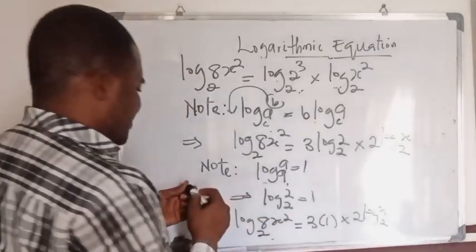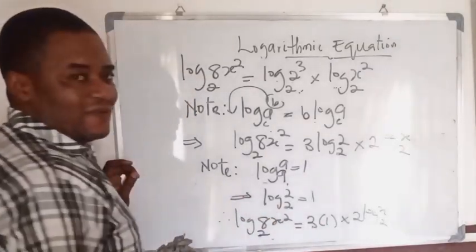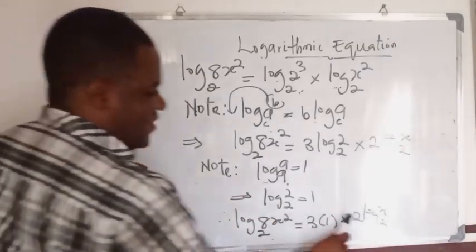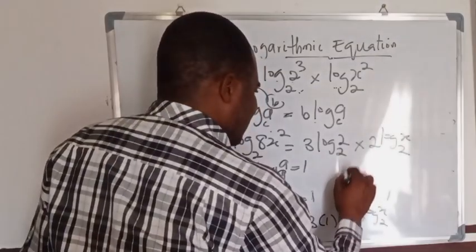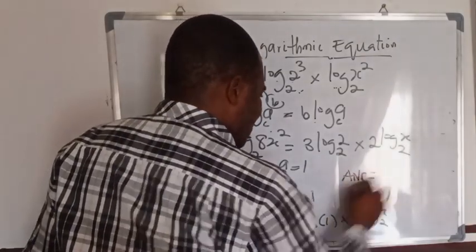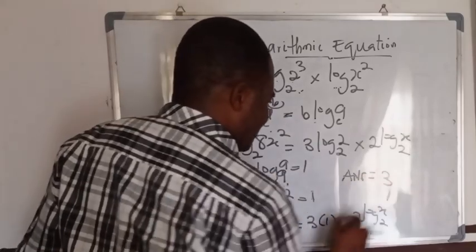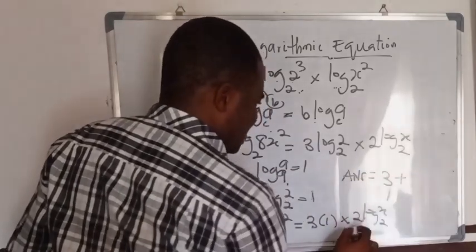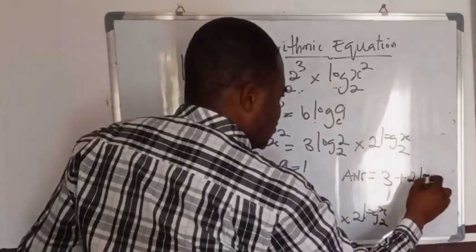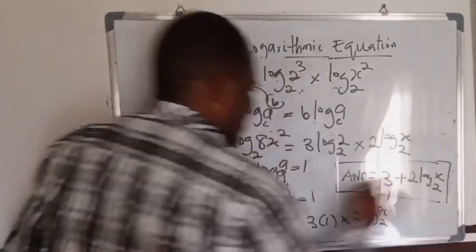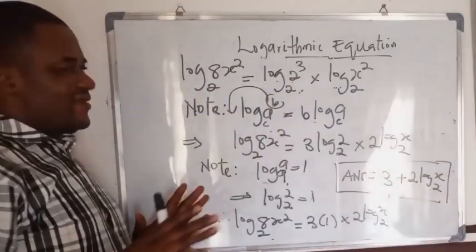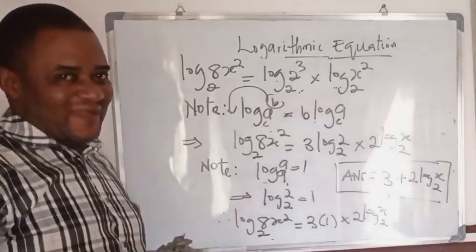3 times 1 is 3, and this is plus 2 log x squared. So our answer now will be equal to 3 times 1 is 3, plus 2 log x squared. And this is our answer. As simple as that.